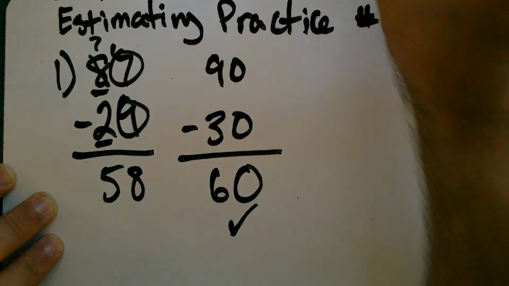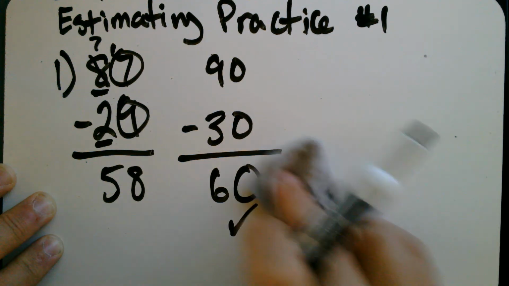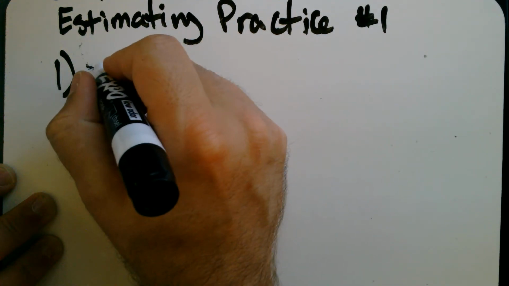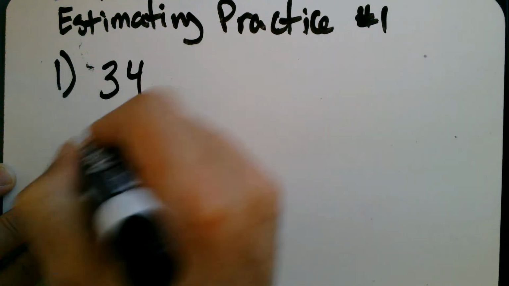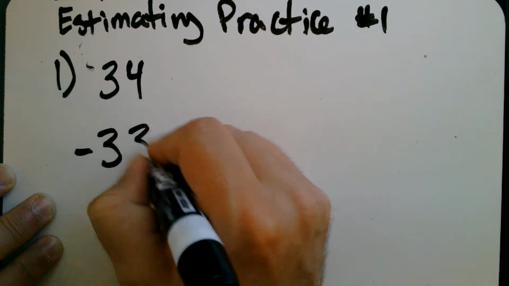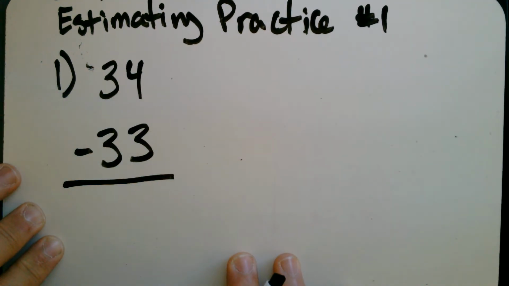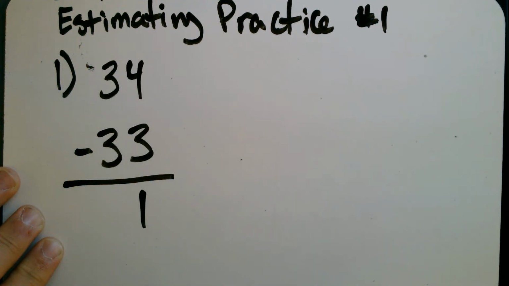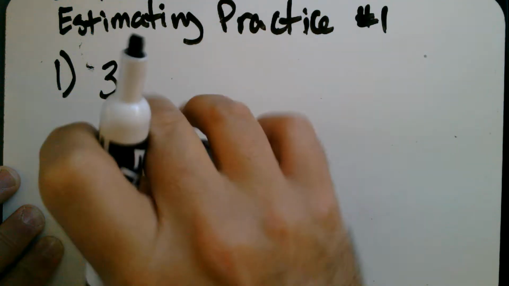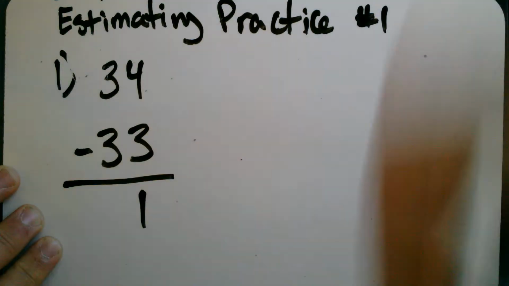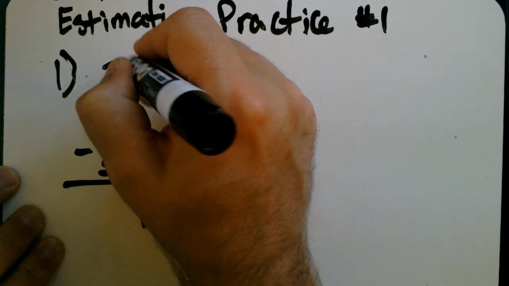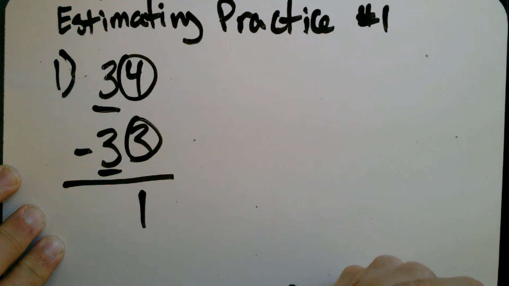All right, let's take a look at number 2. Number 2 is 34 minus 33. Now this one is an interesting one because obviously the answer is 1, and you can probably look at that pretty easily and just do the mental math on it. But I still want you to go through the process of estimating. So we're going to round to the tens. We're taking a look at the ones on both.